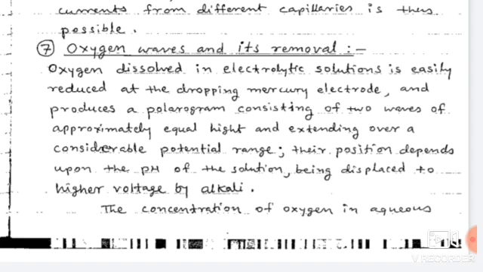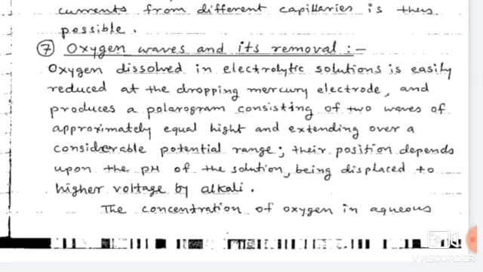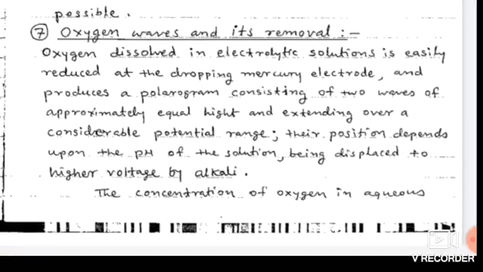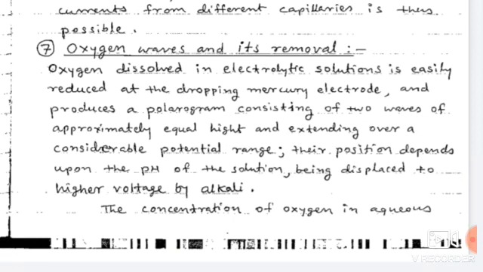So the oxygen dissolved in the electrolytic solution is easily reduced at the dropping mercury electrode and produces a polarogram consisting of two waves of approximately equal height and extending over a considerable potential range. Their position depends upon the pH of the solution, being displaced to the higher voltage by alkali. So if the pH is high, then the position of the wave is displaced towards the higher potential, higher voltage, by the alkali.